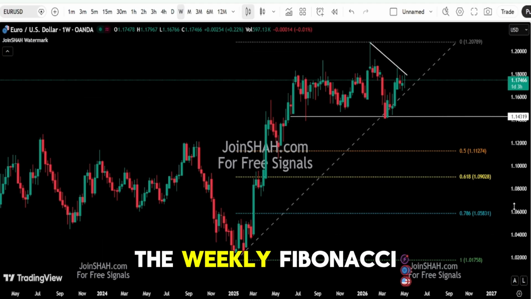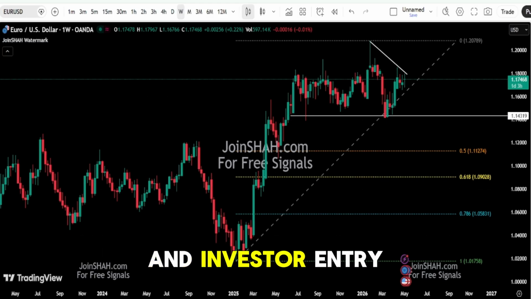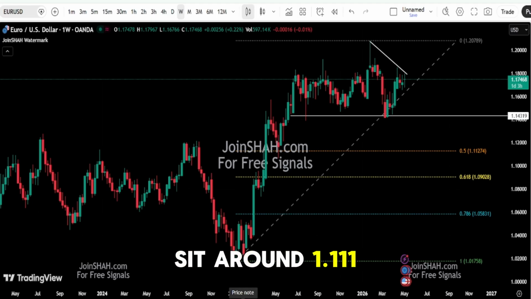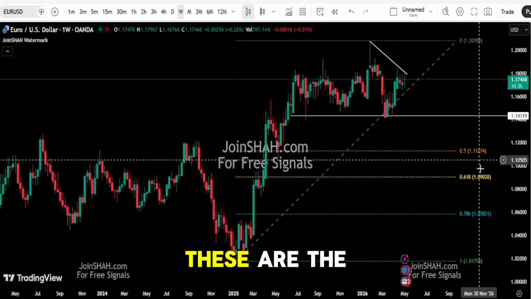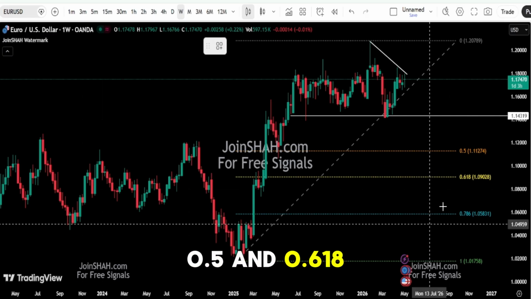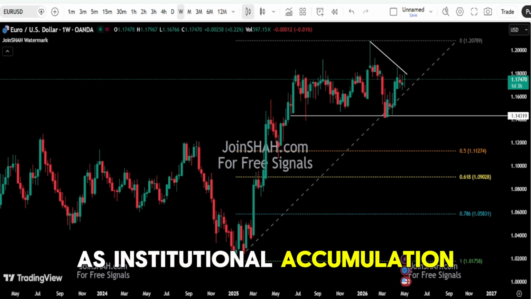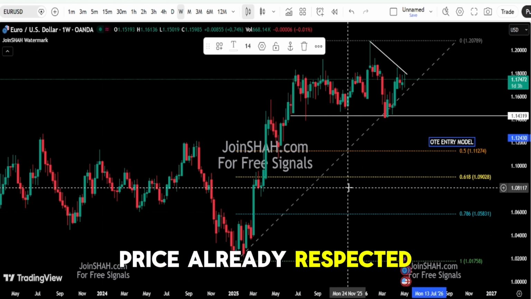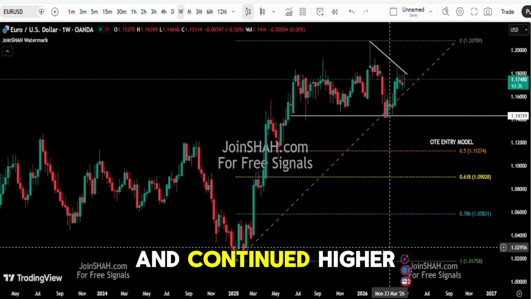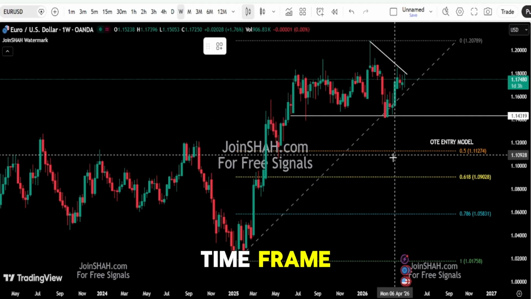Now looking at the weekly Fibonacci retracement, the most important OTE and investor entry zones sit around 1.111 and 1.088. These are the 0.5 and 0.618 levels, which historically act as institutional accumulation zones during bullish trends. Price already respected these levels perfectly and continued higher, which confirms buyers are still active on the higher time frame.